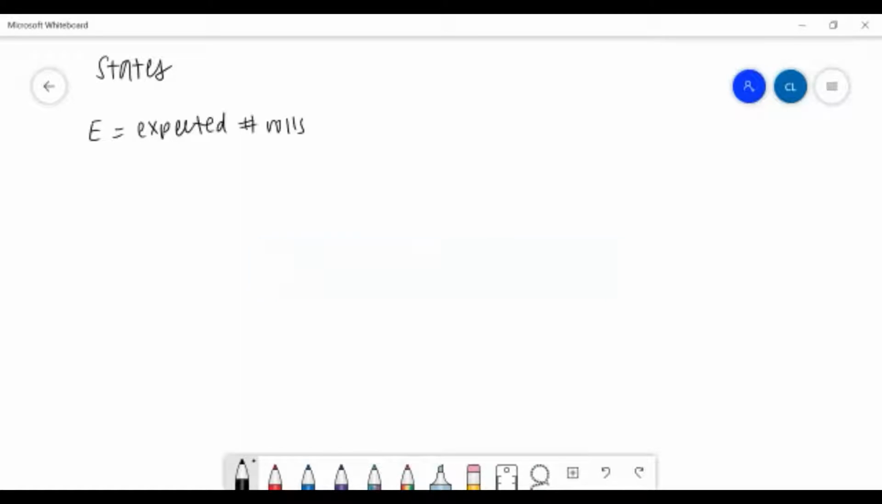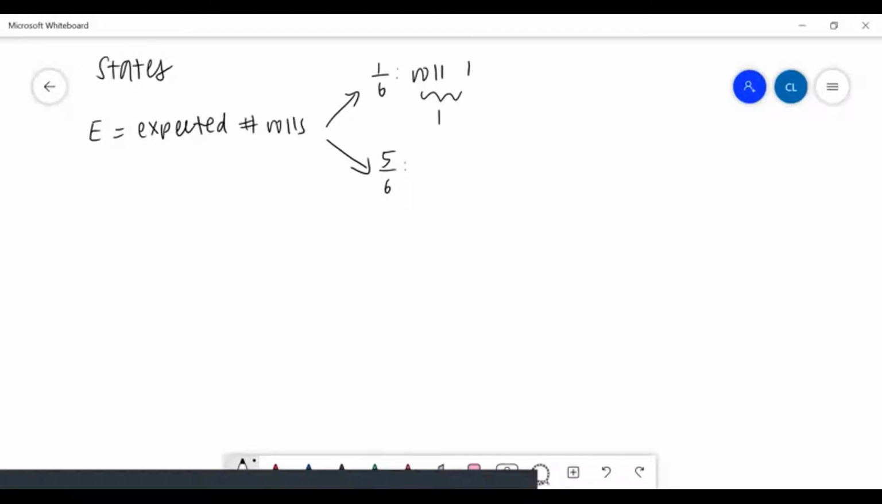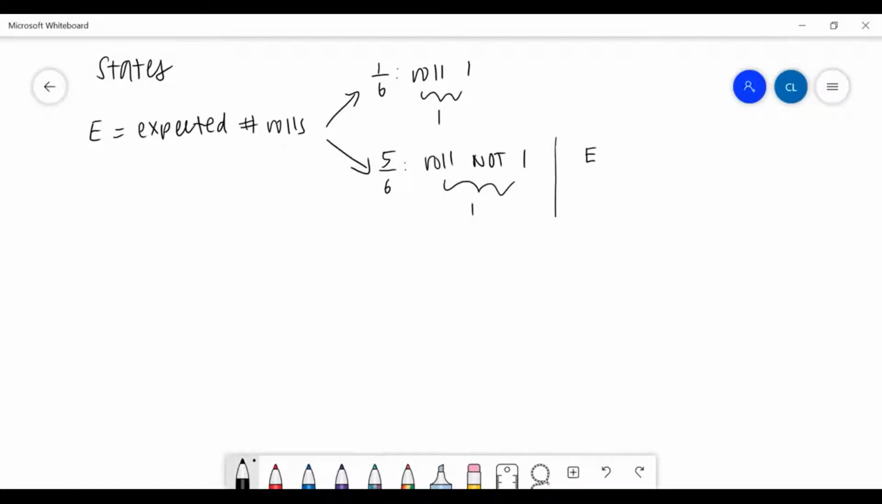And we think about this in terms of what happens when we start. Because we're looking at rolling a 1, we roll a 1 with probability 1/6. That's here, and that takes 1 roll. And then probability 5/6 is rolling something other than a 1. So that also takes 1 roll. But after that, we're back at the start again, which means that we need another E rolls. If you have questions, just ask.